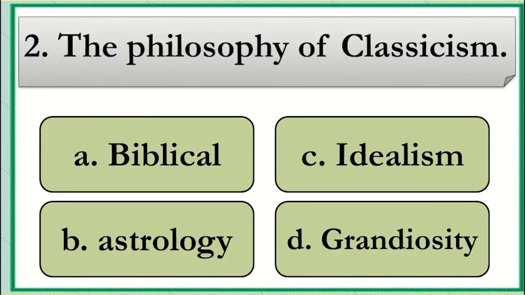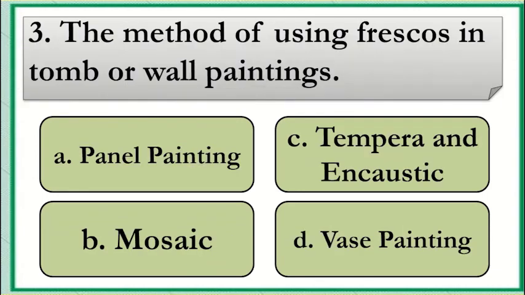2. The philosophy of Classicism. A. Biblical. B. Astrology. C. Idealism. D. Grandiosity. Number 3. The method of using frescos in tomb or wall paintings. Letter A. Panel painting. B. Mosaic. C. Tempera and encaustic.